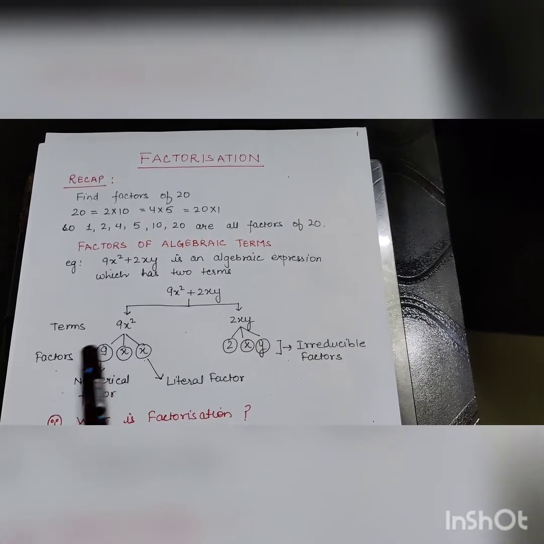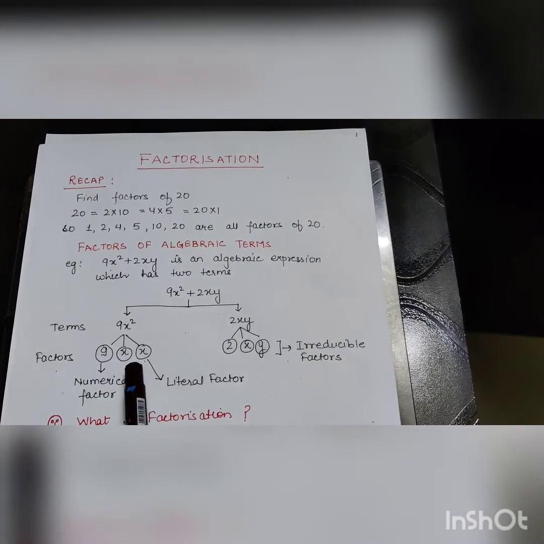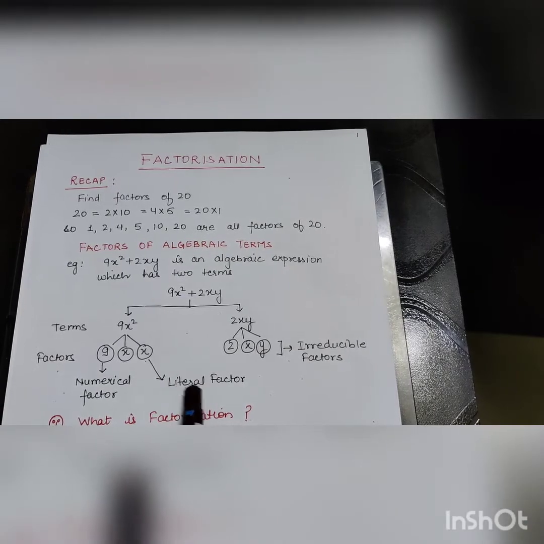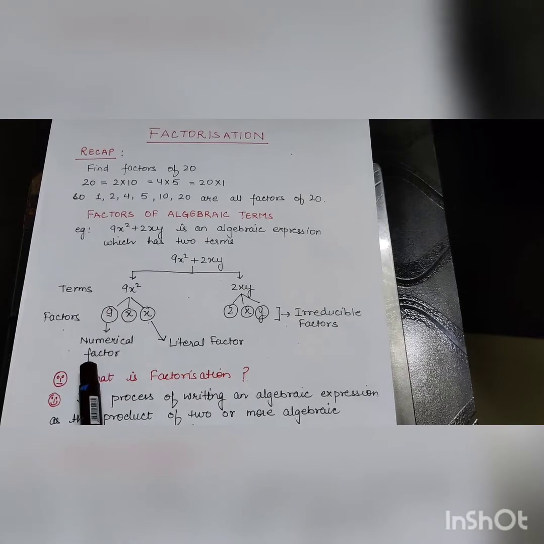Now 9 is a number, so this is called a numerical factor, and the factors having the variable are called literal factors. So x is the literal factor here and 9 is the numerical factor.